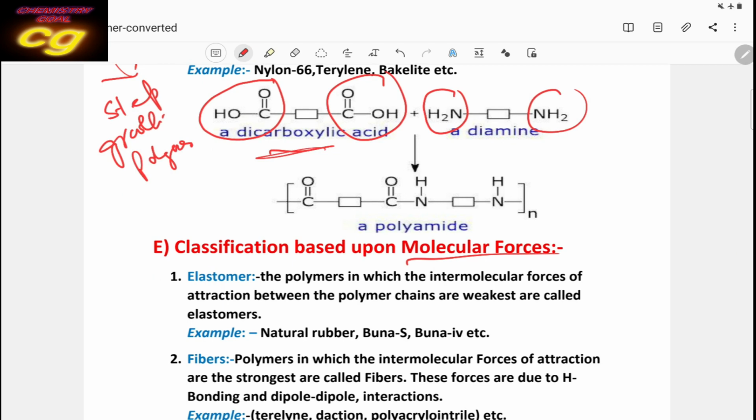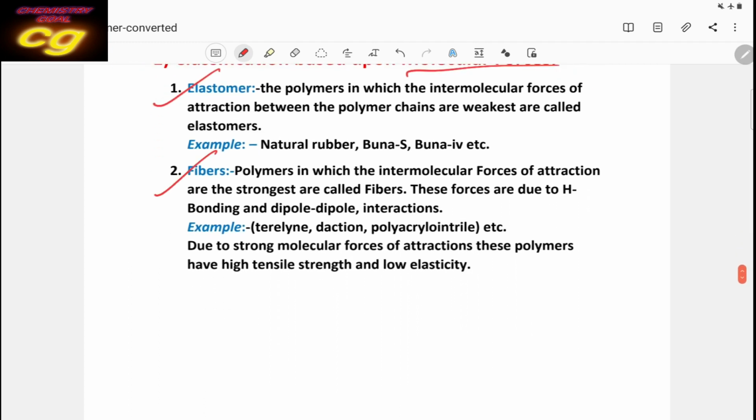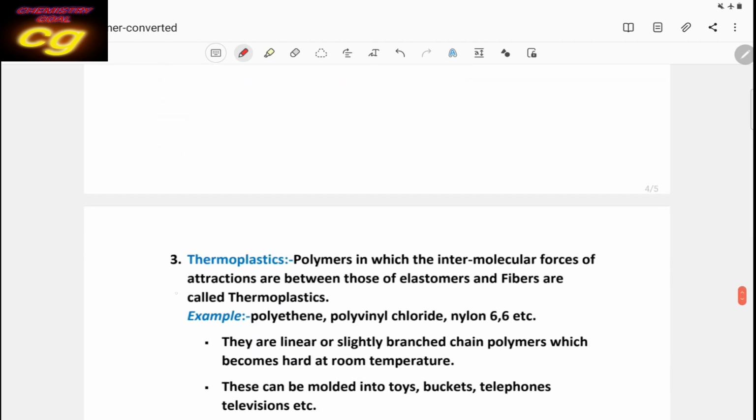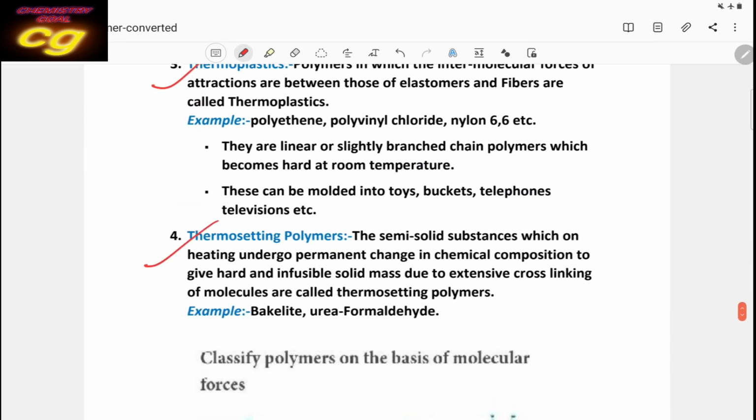Then classification of polymer based on molecular force, intermolecular force. Because polymer is a long chain compound, different types of intermolecular force are involved. What are the intermolecular forces involved? On the basis of intermolecular force, properties are also different. So what are these? One is elastomers, then fiber, third one is thermoplastic, fourth one is thermosetting.